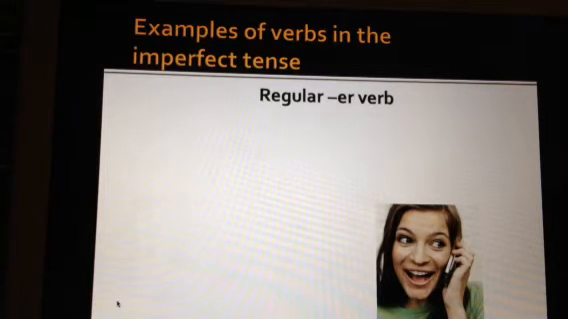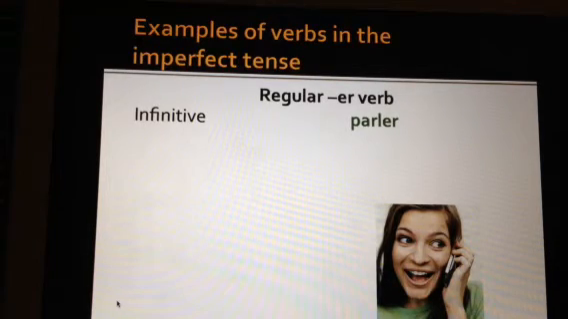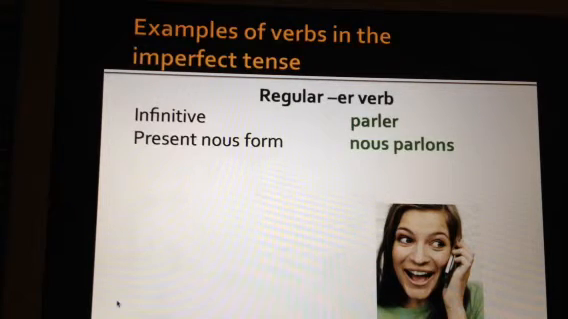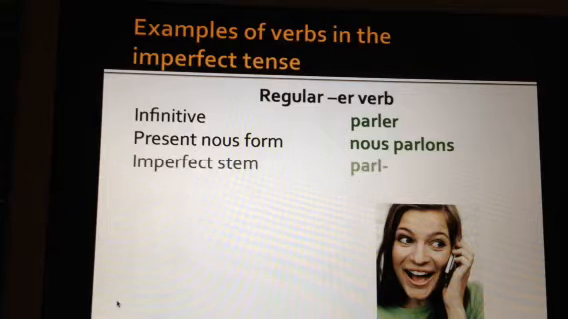So let's start off with a regular er verb, and we're going to use parler. There's our infinitive. Parler is to talk. Sorry, there's a dog in the background. The present nous form is nous parlons. You would take off the er and add ons to get nous parlons. So for the imperfect stem, we drop the ons and really just get parl. If you take out that middle step for er verbs only, you could just drop the er. And then we would add our endings.